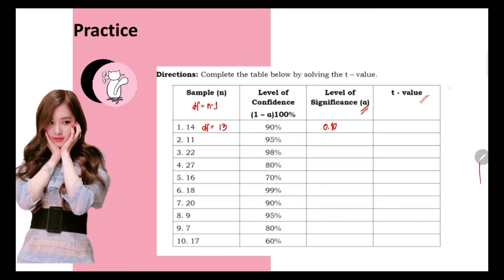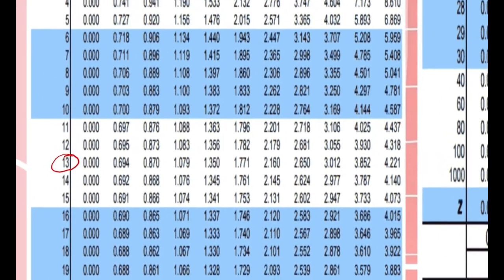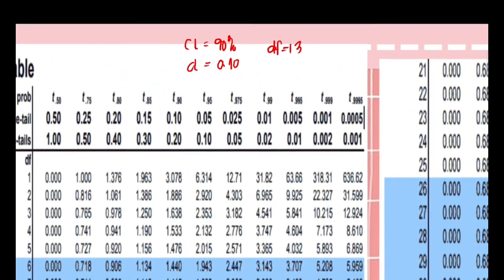So now let us use the t-table. So again, the level of confidence is 90%. So therefore, the alpha is 0.10. And then the degrees of freedom is 13. So saan natin hahanapin yon? First, tignan muna natin yung degrees of freedom. We have 13. And then, we have to look for the header, which is 0.10 as the alpha.